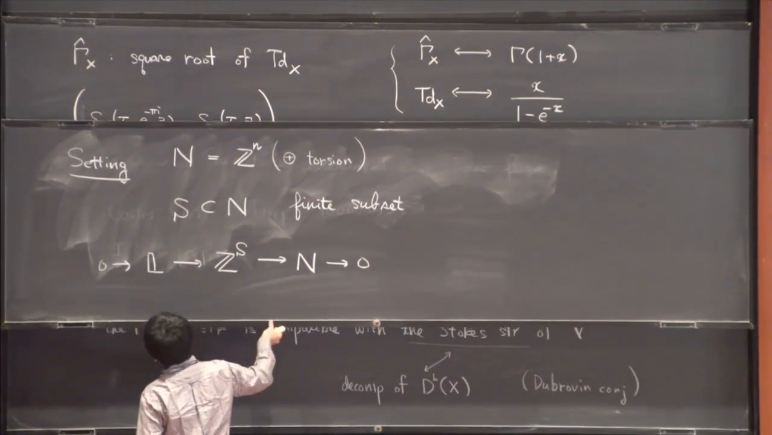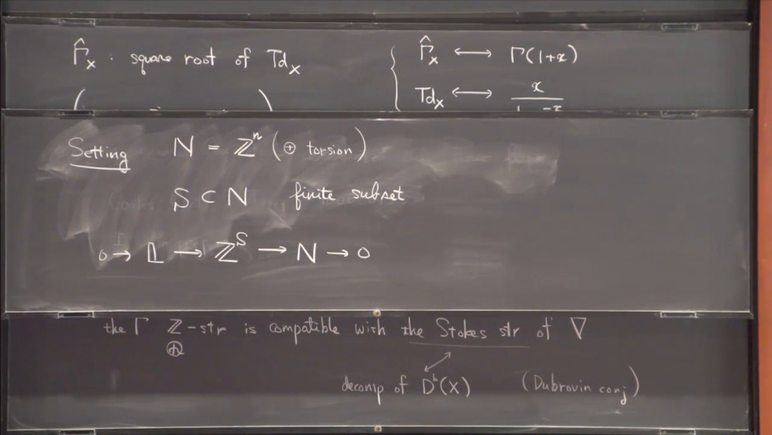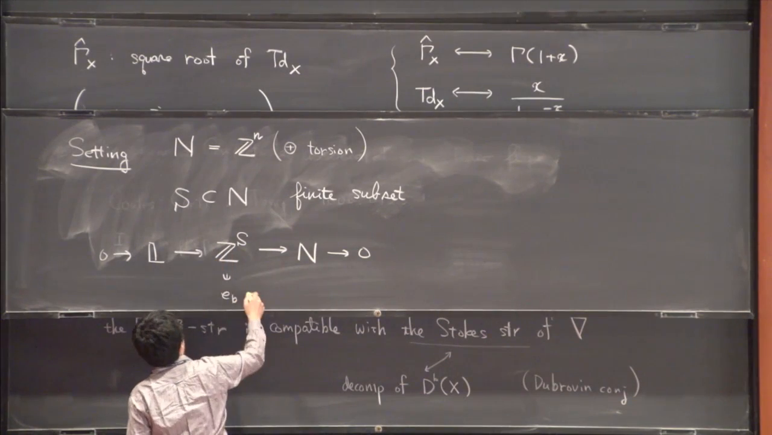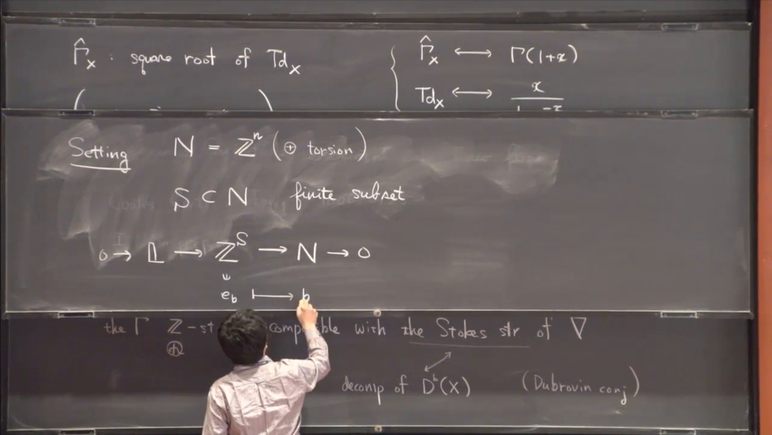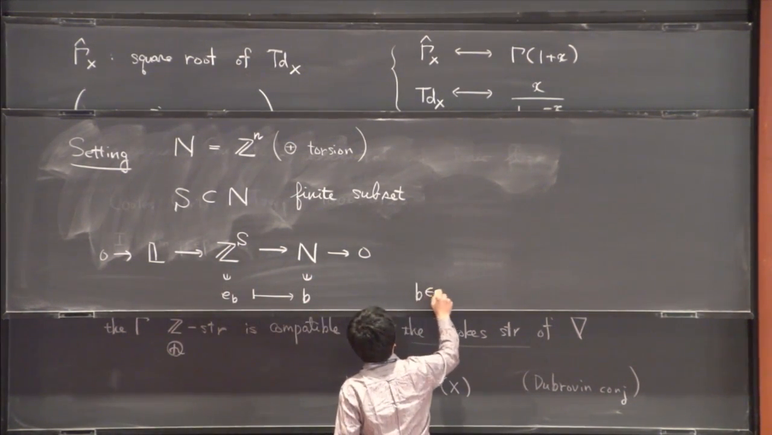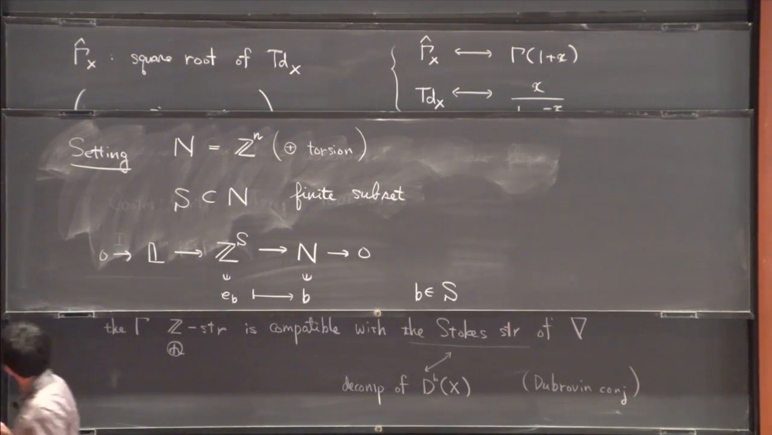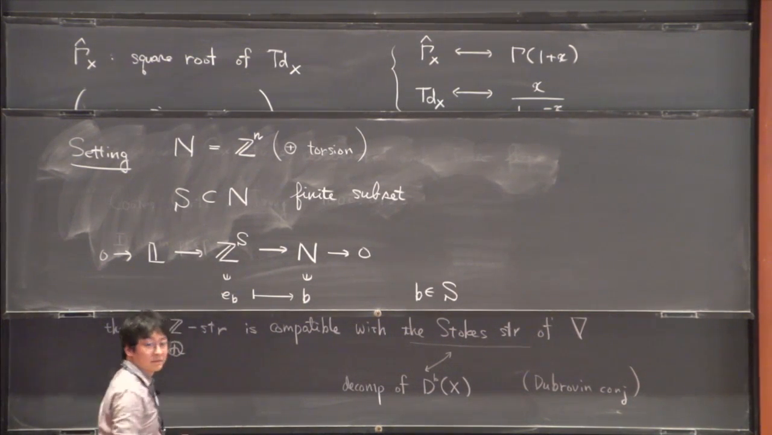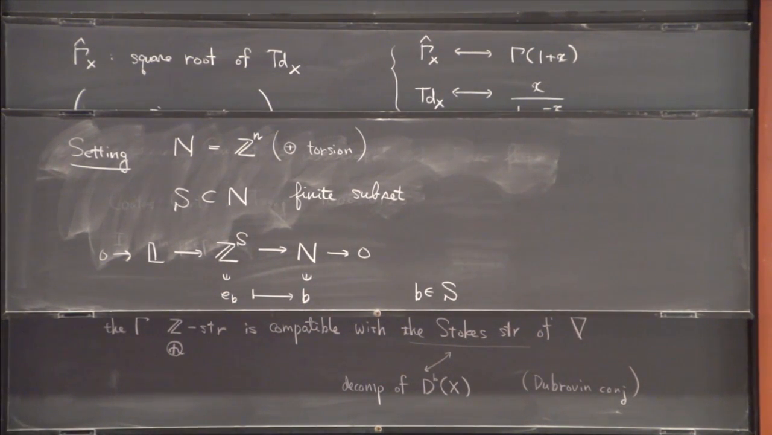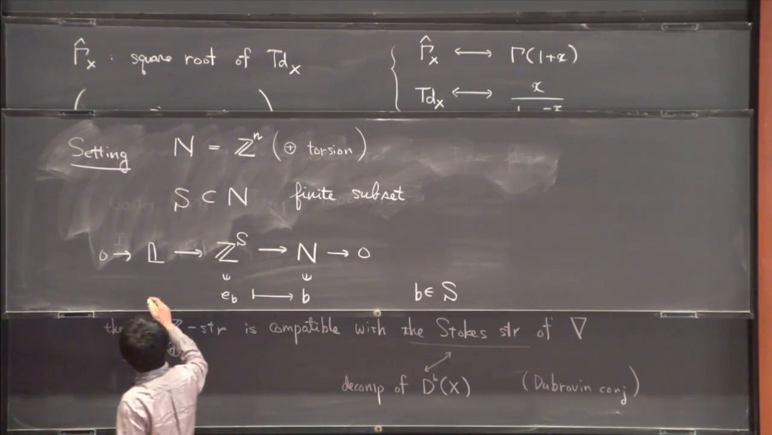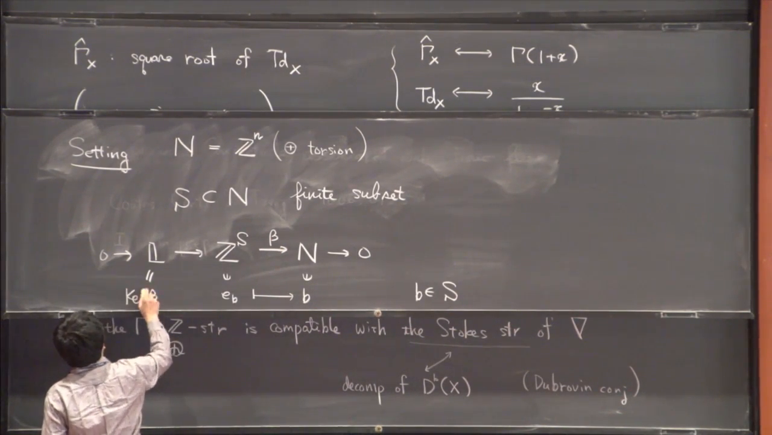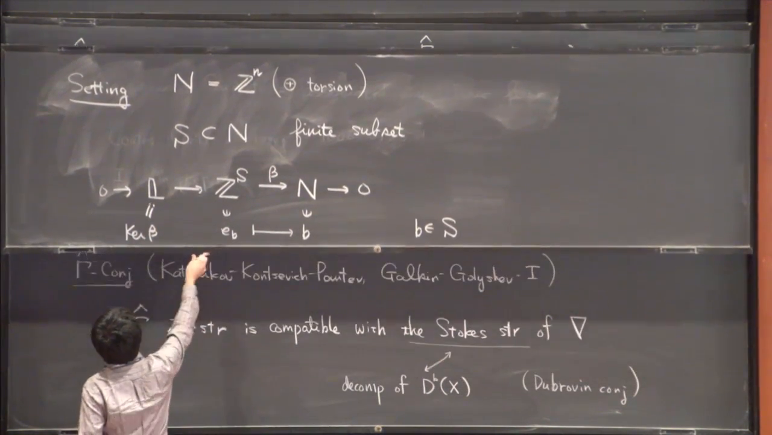This is some well-known, very familiar sequence in toric geometry. I send every basis associated with an element of S to B itself. So B is an element of S, and there is a basis e_B associated with it, and that is sent to B. Let us assume that this finite subset spans N over Z. And this is defined to be the kernel of the map.